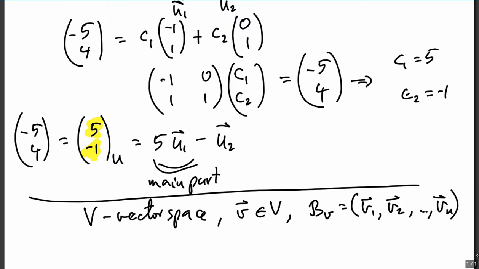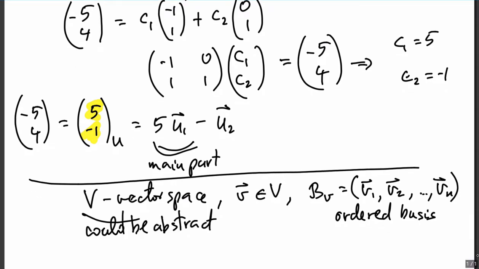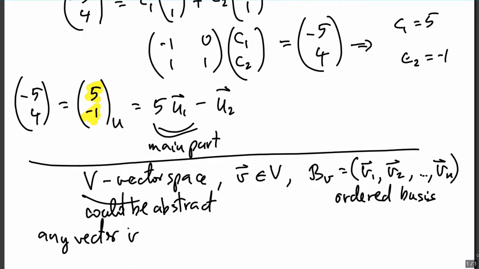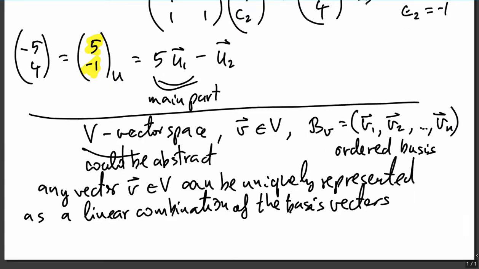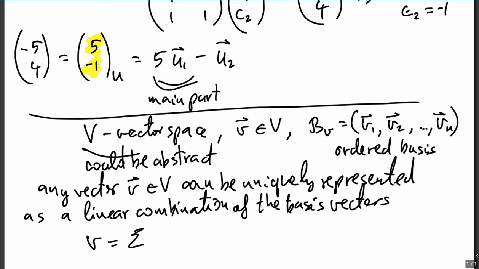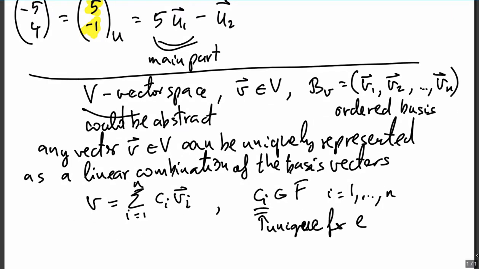It's important now that we will be working with an ordered basis. It's an ordered list. And this vector space V could be abstract. We don't necessarily need a Euclidean vector space to look at things. Any vector V from this vector space can be uniquely represented as a linear combination of the basis vectors. So what we have is that V equals the sum of Ci Vi, i going from 1 to n, for some Ci from the field F over which we consider the vector space. And these are unique for each vector V.